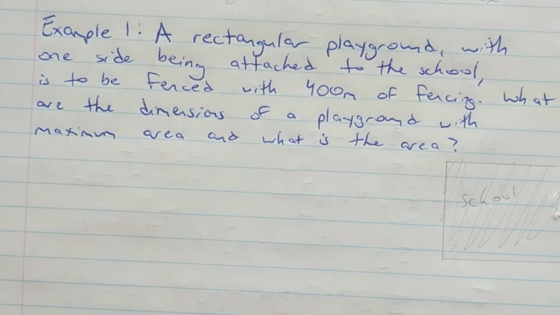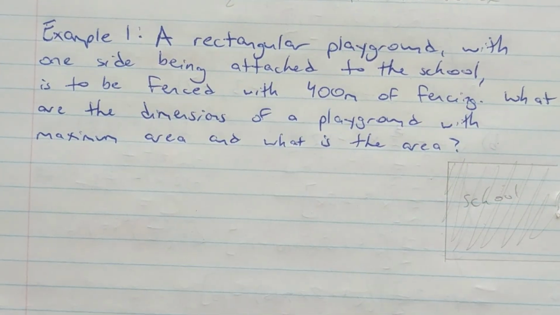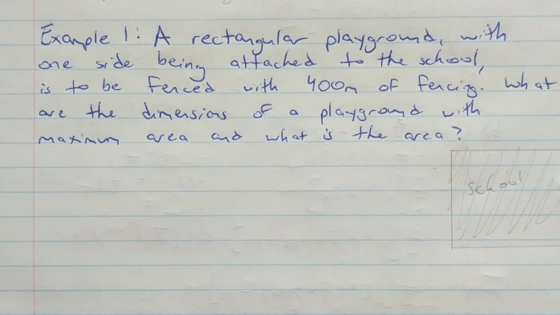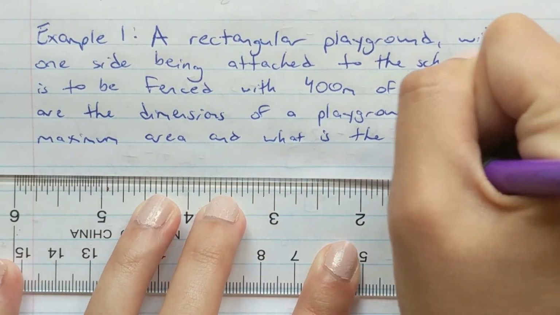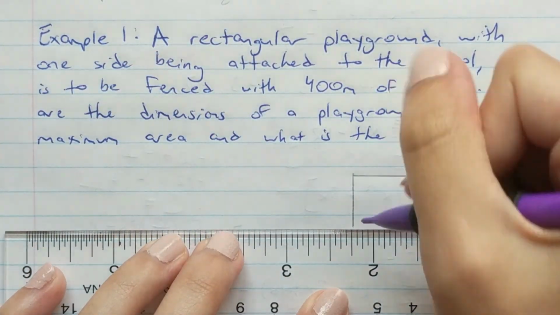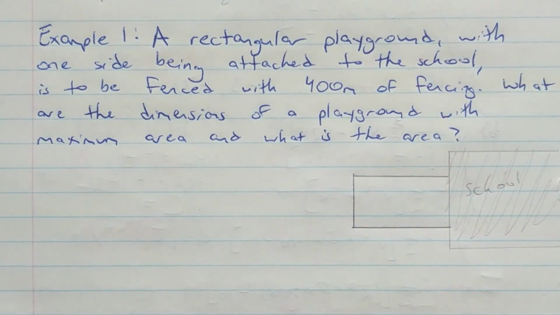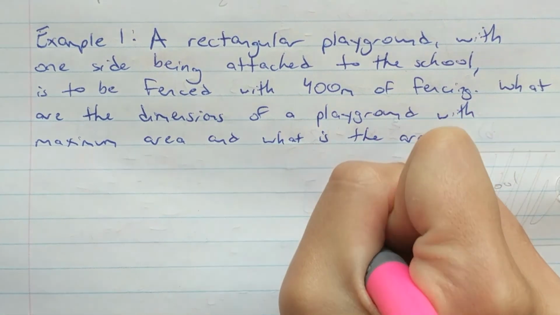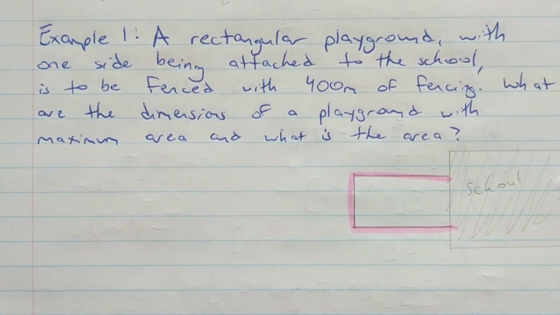So this area, that's my school. And we're adding a rectangular playground, and one side is going to be attached to the school, so we don't need to use any fencing for it. So I'm going to have a rectangular playground. Let's just make it look like this. And I only need to fence in 3 sides because it is attached to my school. I have 400 meters in total of fencing that I can use.